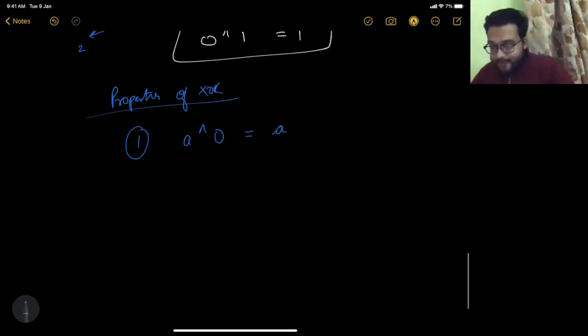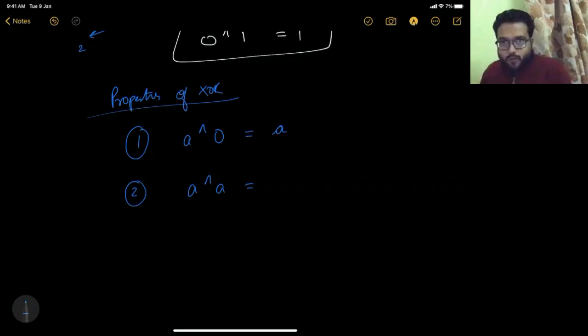A XOR A. What will this number be, guys? This will be 0. Why? Because XOR looks for exclusivity. If you XOR the same number with itself, nothing remains exclusive. Is everybody able to appreciate that? All the bits get repeated. Nothing remains exclusive. Your answer essentially boils down to 0.